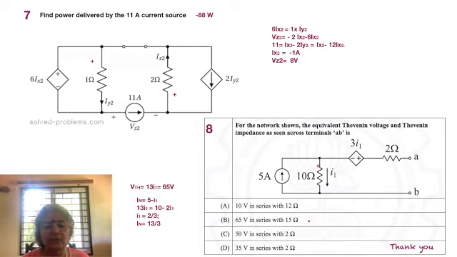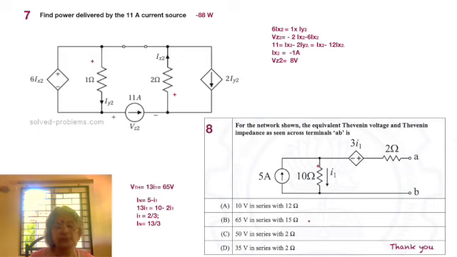Okay, so to the last problem in this session, again it looks a little simple because we have only one single dependent source, which is equal to 3 I1. I1 is the current flowing through the 10 ohm resistor, and we also have a 2 ohm resistor at the other end. The terminal set is shown as AB, and a 5 ampere independent source is at the left edge. What's asked is, for the network shown, the equivalent Thevenin's voltage and Thevenin's impedance as seen across the terminals.